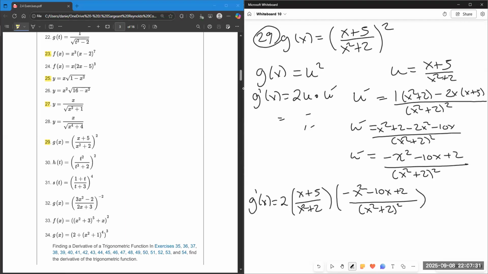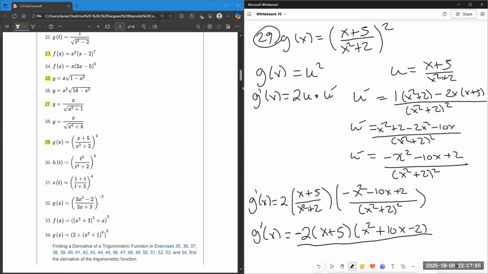So we have g prime of x is 2 times x plus 5. I'm going to factor a negative 1 out and make this x squared plus 10x minus 2. I don't think that factors into anything. And then this is going to be x squared plus 2 to the 1, 2, and another one is 3.